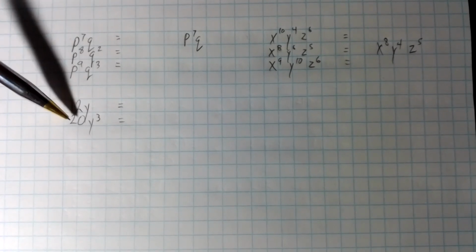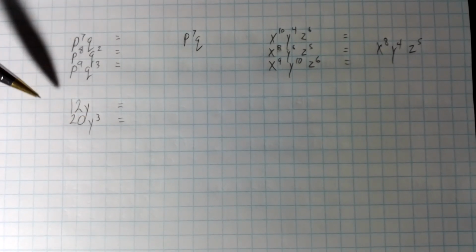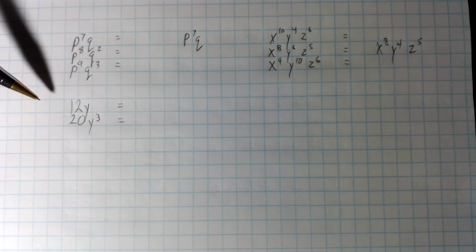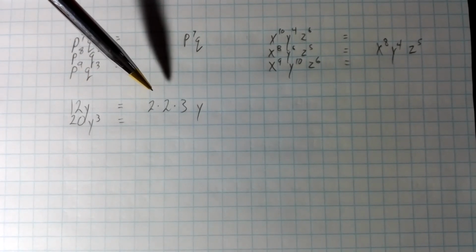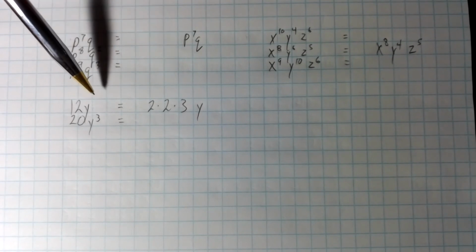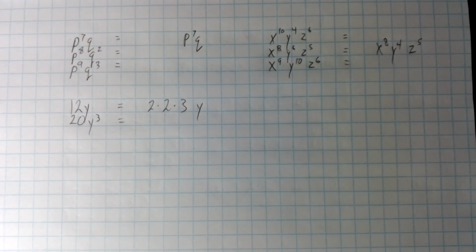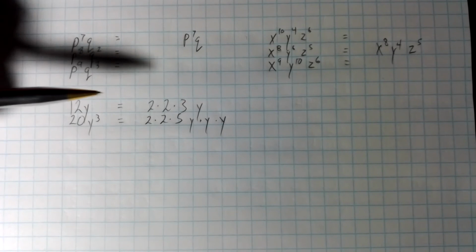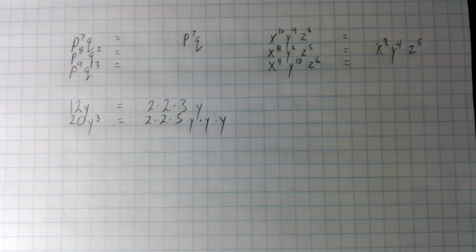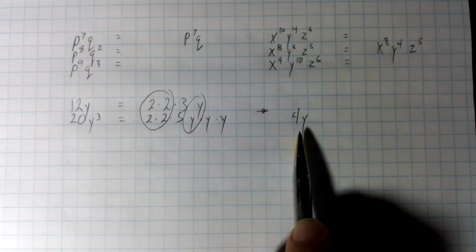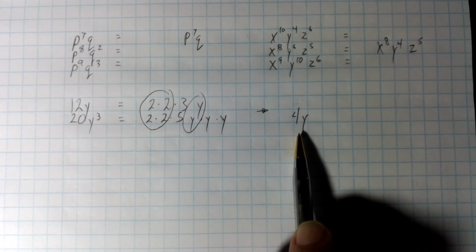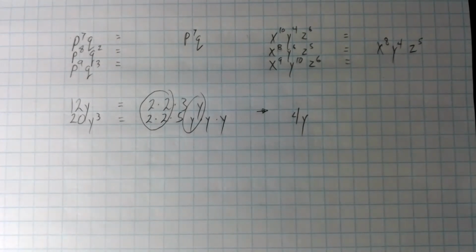I have a 12y and I have a 20y cubed. Let's figure out our greatest common factor. Sorry, breaking up my 12y, I get 2 times 2 times 3 times y. And breaking up my 20y cubed, I get 2 times 2 times 5 times y times y times y. What do they have in common? They have 2 2's and a y in common. So 2 times 2 times y is 4y. This is my greatest common factor for these 2 products.